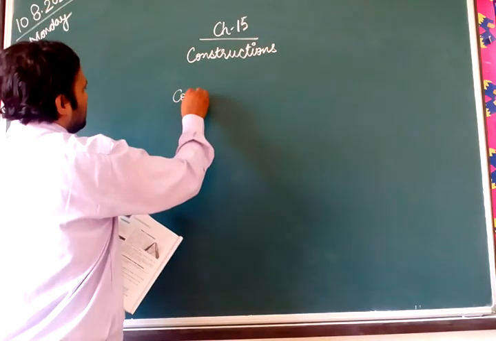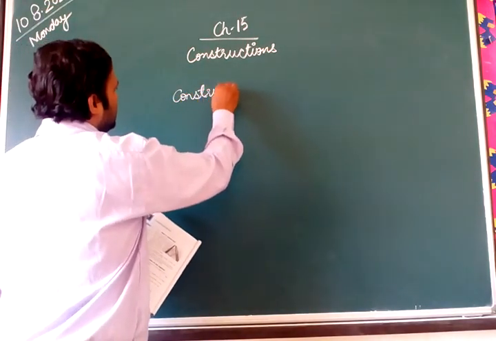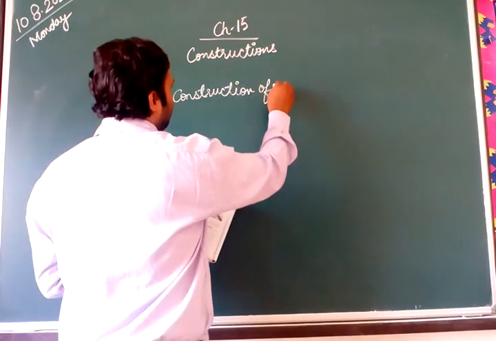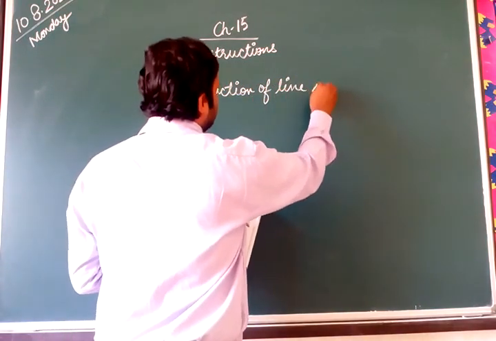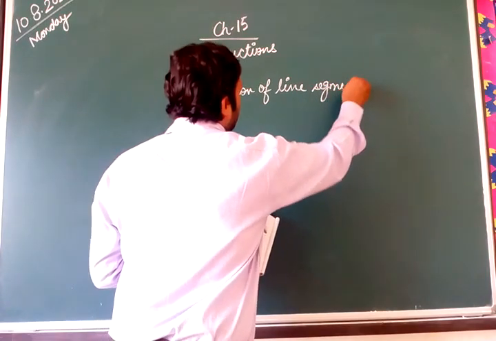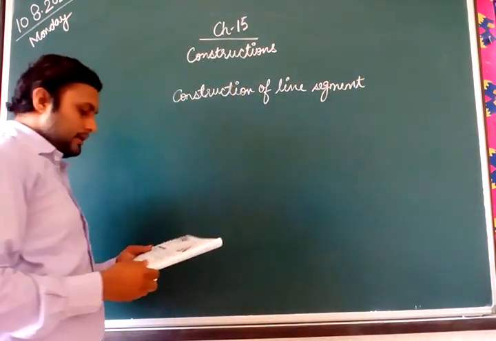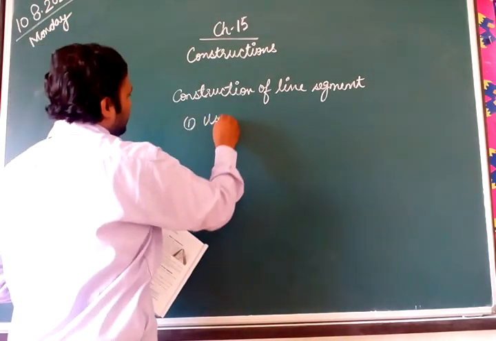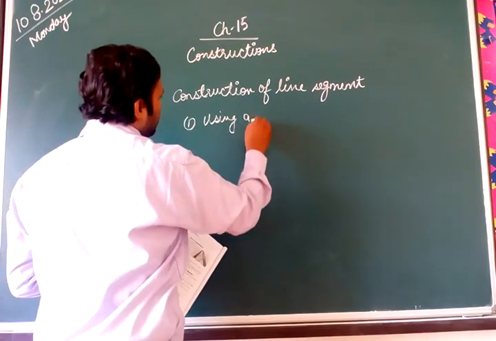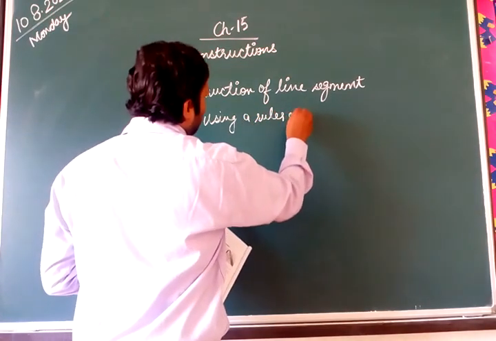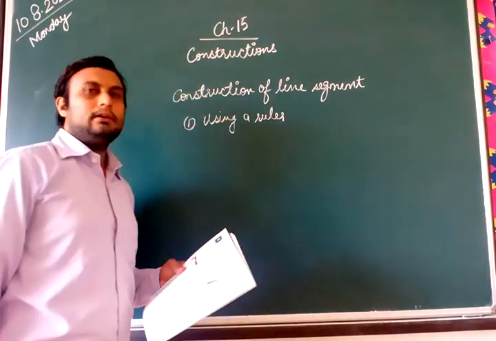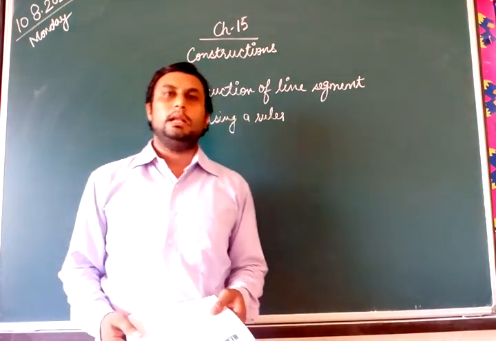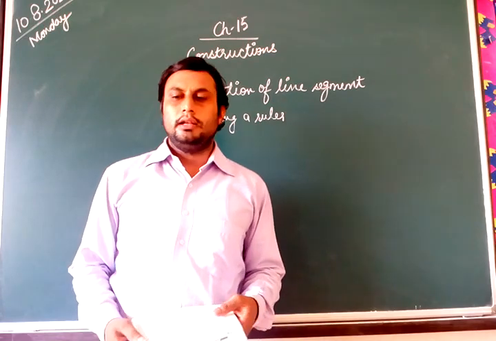So we will discuss the construction of a line segment. How can a line segment be constructed? First, using a ruler. Ruler means our scale. With the help of a scale you can draw the line.